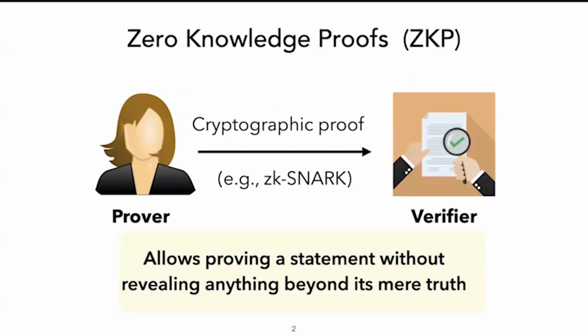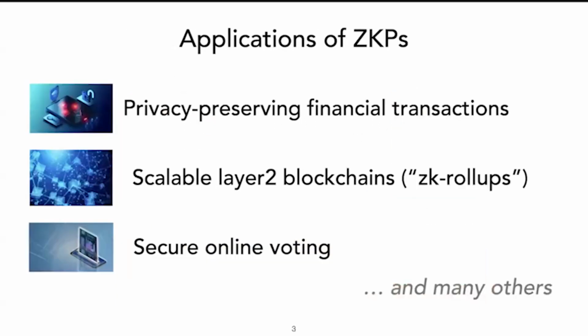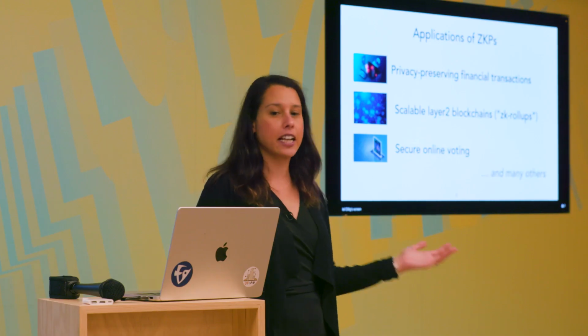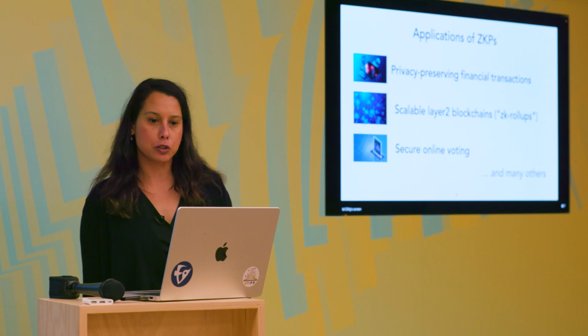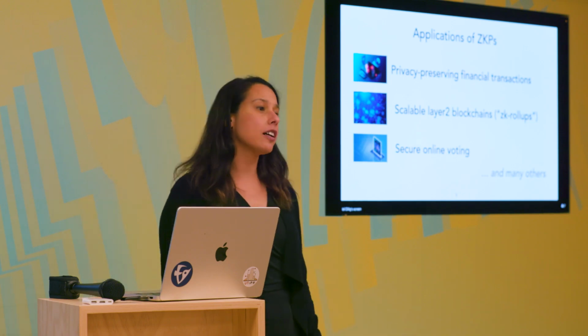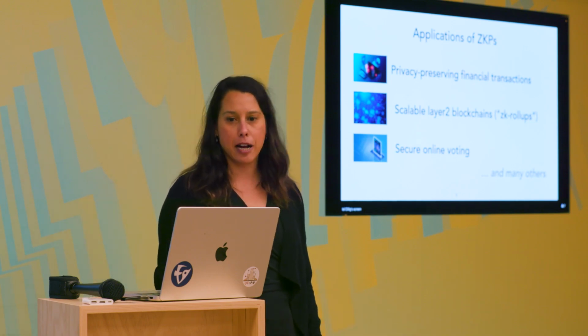First of all, I'm sure everyone in this room knows about zero-knowledge proofs, but in a nutshell, a zero-knowledge proof allows proving that some statement is true without revealing anything beyond the mere truth of that statement. Because of this nice property, they've found many applications in the blockchain space, for example, in privacy-preserving financial transactions, ZK rollups, which are scalable layer 2 blockchain solutions, secure online voting, as well as many other application domains.